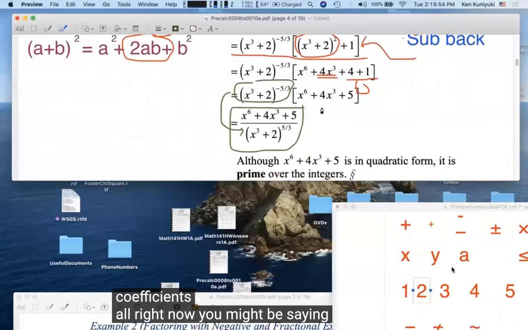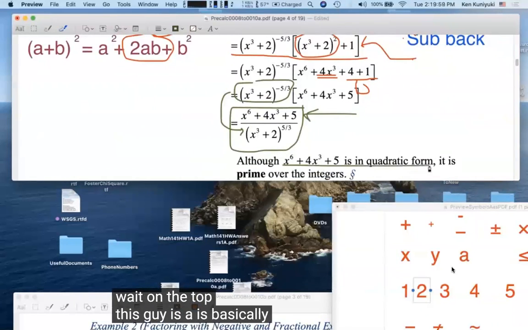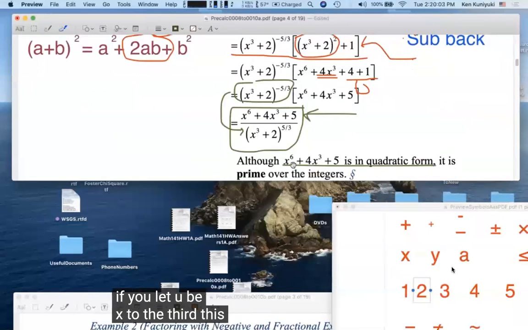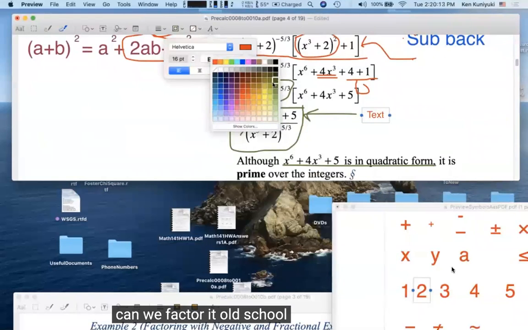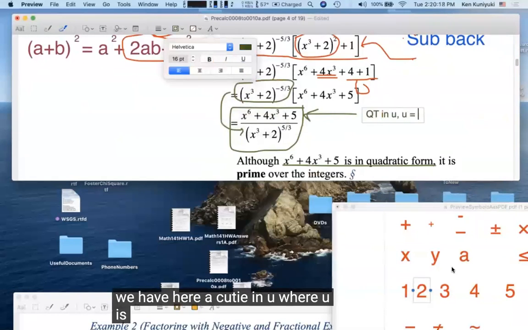All right. Now, you might be saying, well, wait. On the top, this is basically a quadratic in u. If you let u be x to the 3rd, this thing is in quadratic form. Can we factor it old school? We have here a quadratic in u, where u is x to the third.